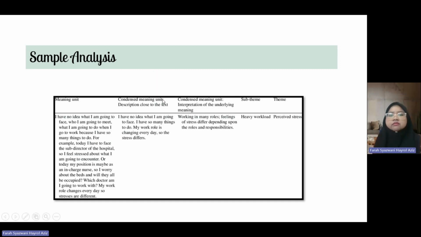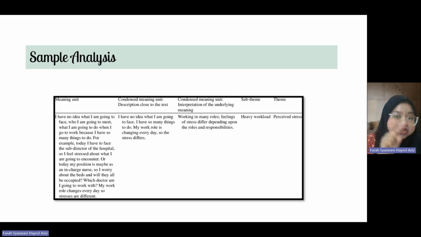This is a sample analysis for qualitative data. For example, we have this table and we start with the meaning unit first. It is a raw excerpt from your interview, for example. When you have the raw excerpt, you are going to summarize what the respondent's narrative is all about. So in the second row we put the condensed meaning unit, a description close to the text.